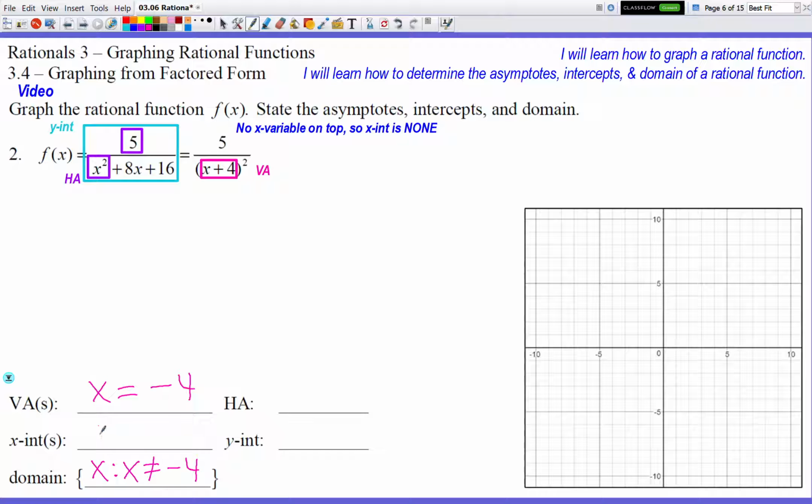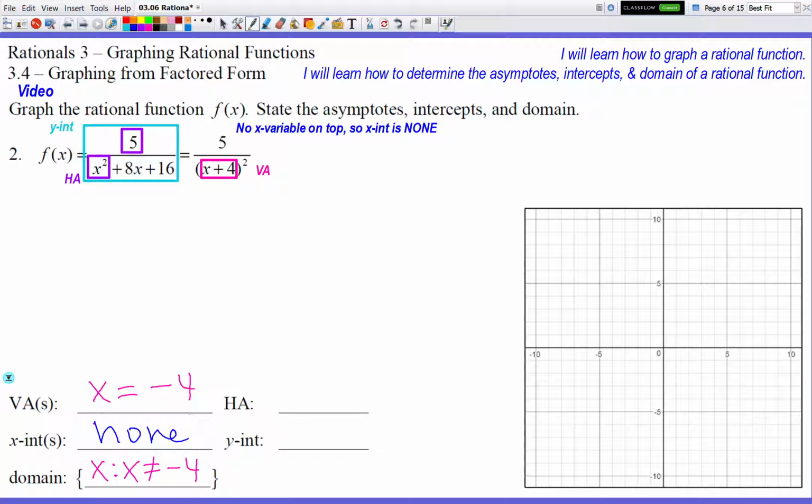The reason why we're going to write none for the x-intercept is because there's no x on the top. And because there's no x on the top, we can't solve for x. We can't figure out what number is going to make it become 0, because I cannot turn a single 5 into a 0, since there's no number I can plug in. There's no x to plug it into, so there is no x-intercept. So when you finally draw the graph, you're going to realize it's not hitting the x-axis. Okay, and then we got a HA.